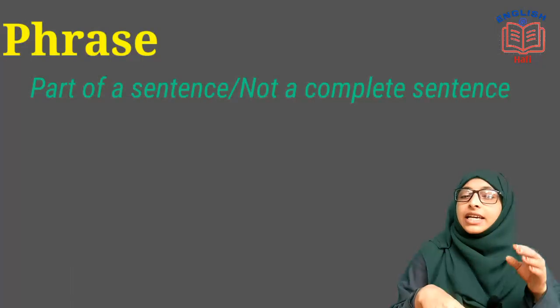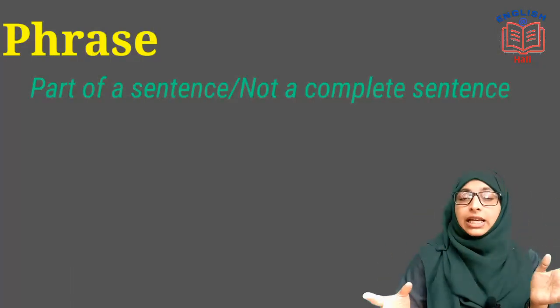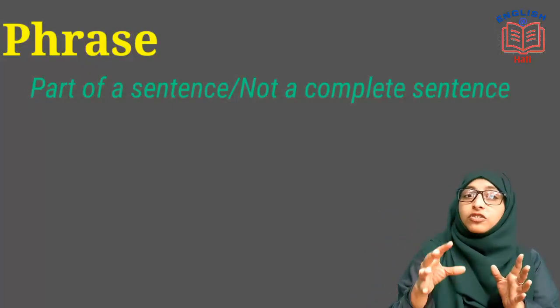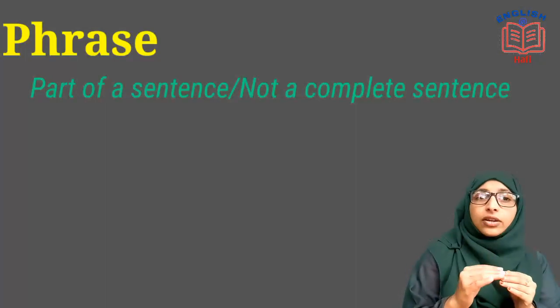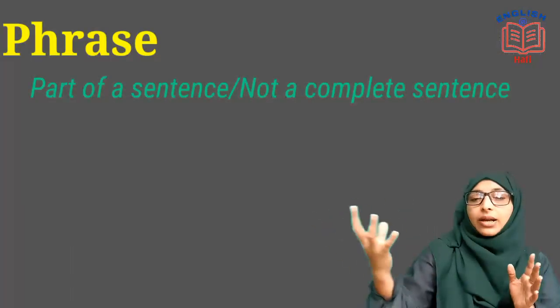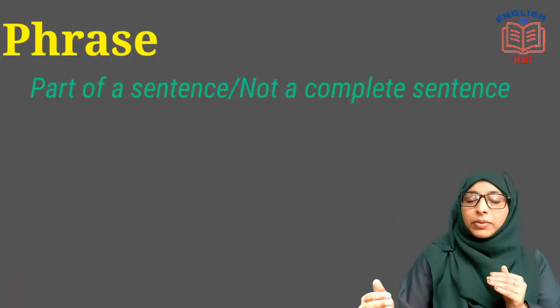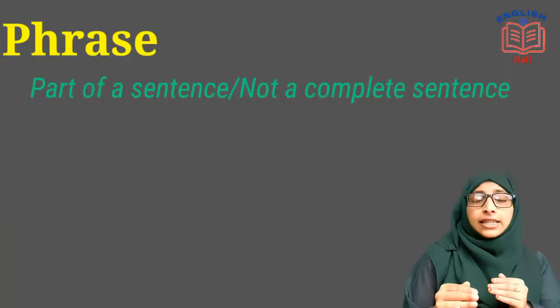But we already learned that for a sentence, a group of words will be there and you will get a complete meaning. And for a phrase, a group of words will be there but there won't be a complete meaning. It cannot stand on its own to give a complete meaning. It needs some other words to join together to give a proper meaning and to become a complete sentence. It's just a part of a sentence.